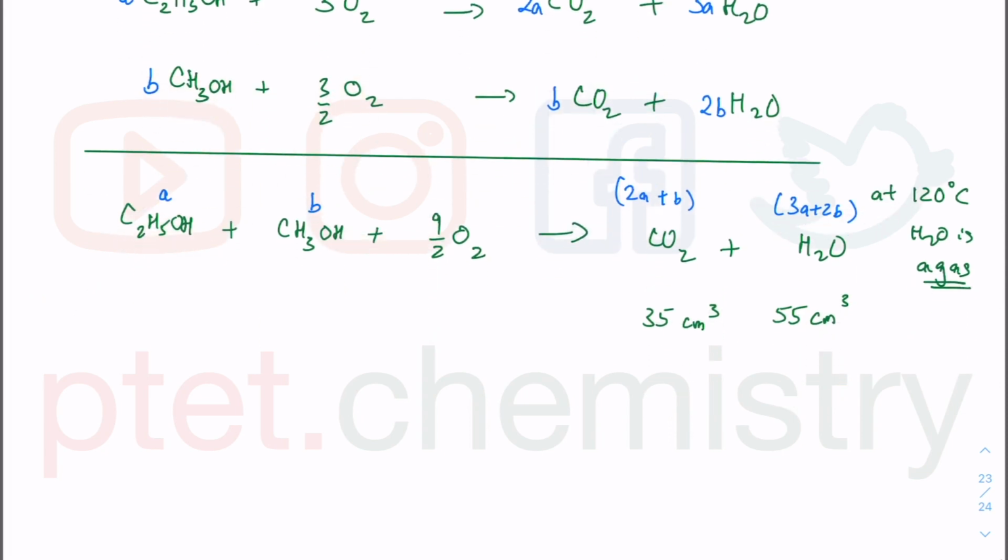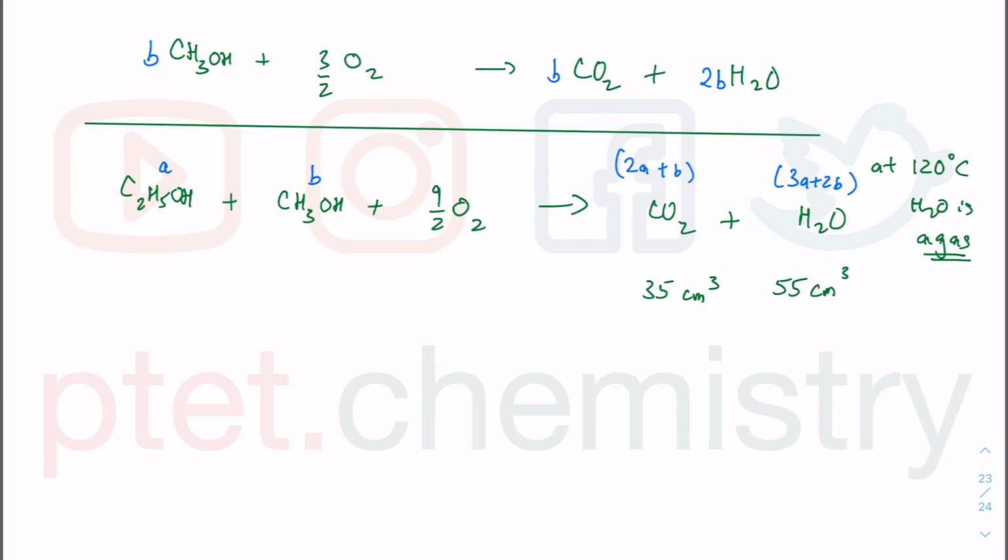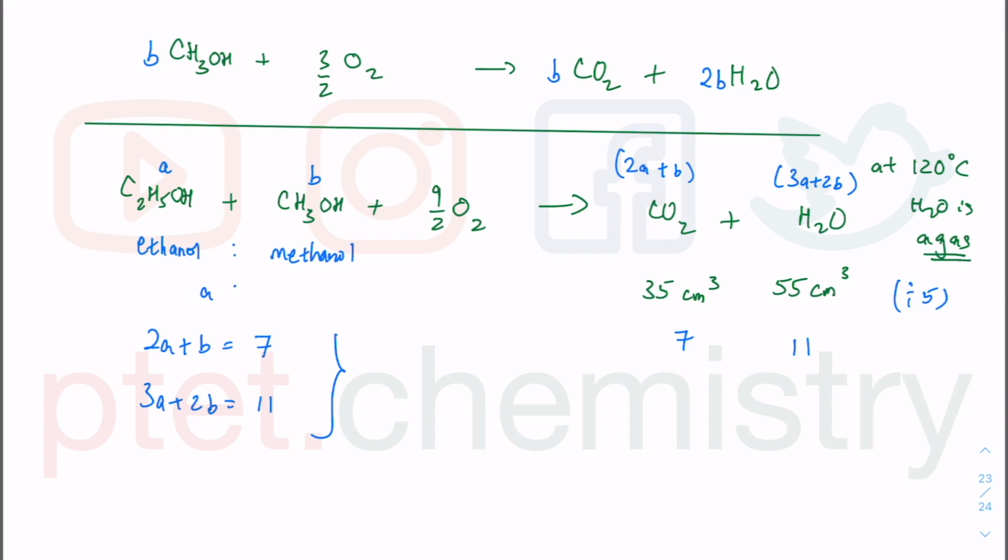Now I can do my ratio, I think, because 35 cm³ to 55 cm³, if you divide by 5, what do you get? You get 7 and you get 11. So what we are saying is 2A plus B is equal to 7, and then 3A plus 2B is equal to 11. Okay, so we are given options. I don't even want to solve the simultaneous equations, because A is the ethanol, so this is the ratio of ethanol to methanol. A is to B, right?